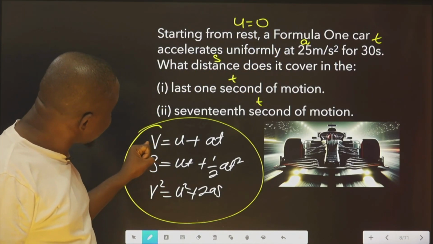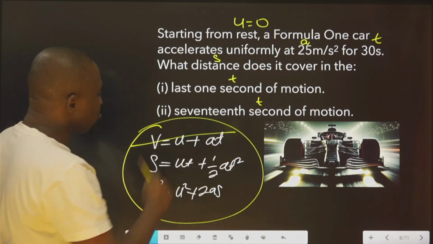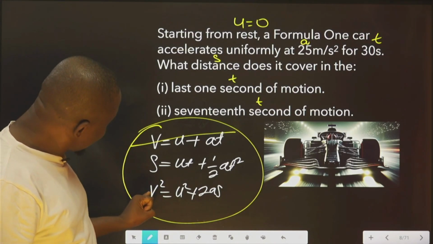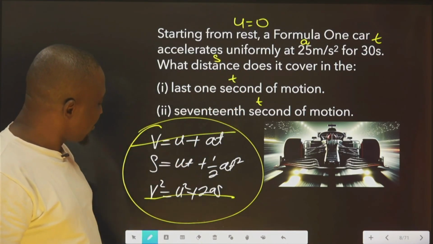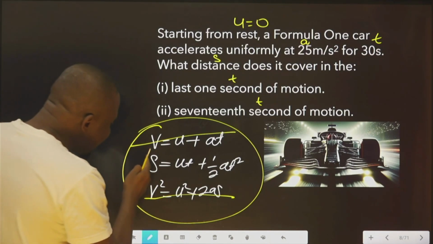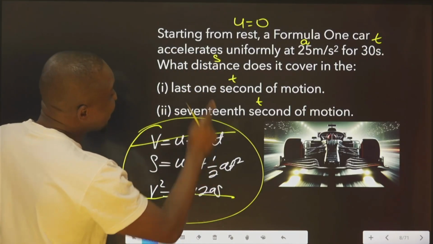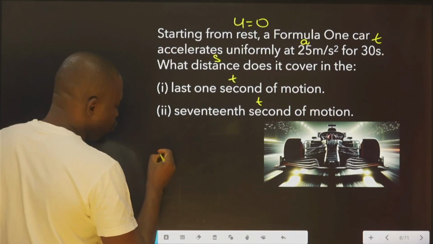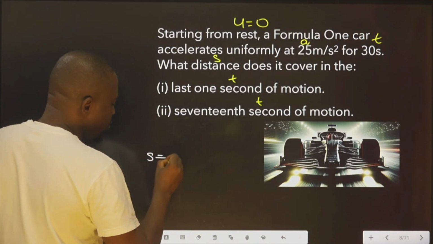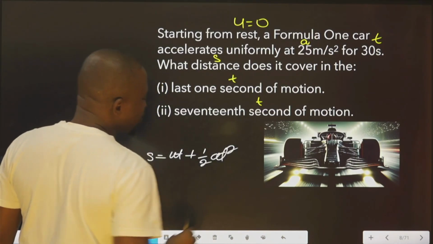The first one, something is missing here, that is s. We cannot use it. The last one, something is missing, t. We cannot use it because t is here. What we can use is the second one. s is here, u is here, t is here, a is here. So therefore, we are going to use the second one, which says that s is equals to ut plus 1 over 2 at squared.